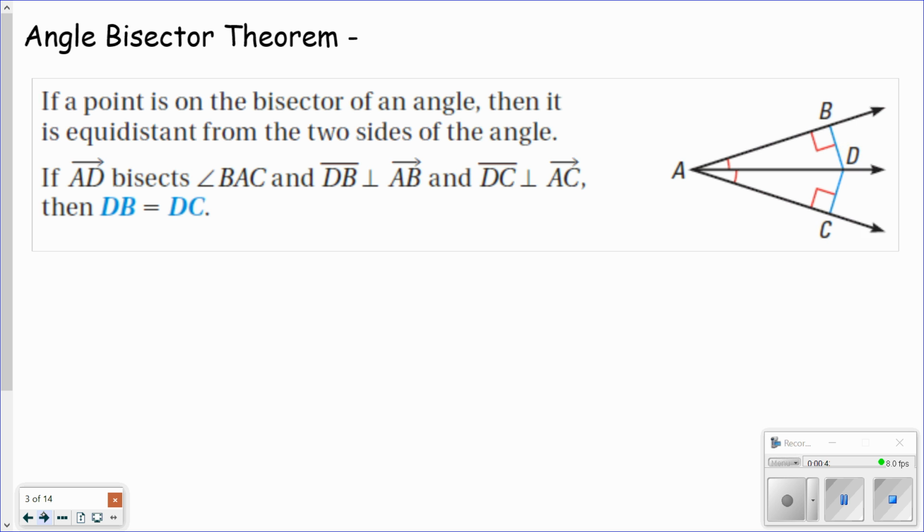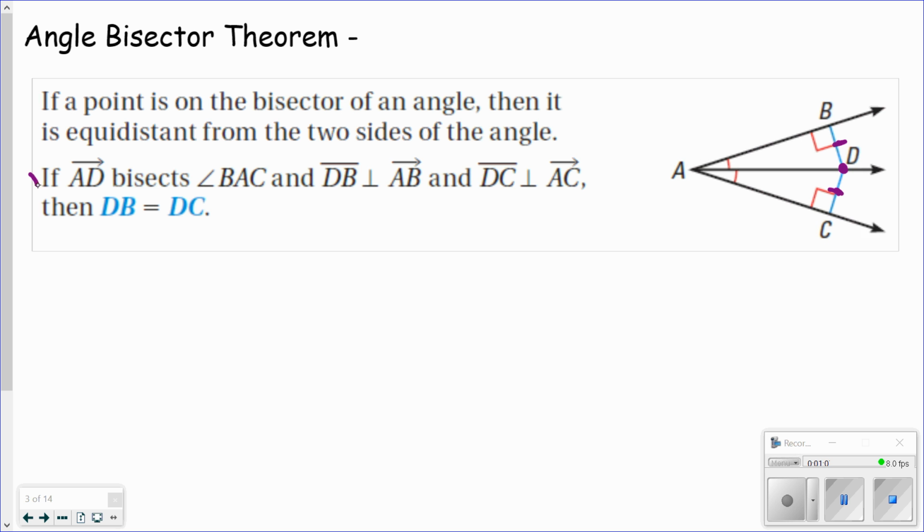Angle bisector theorem. If a point is on the bisector of an angle, then it is equidistant from the two sides of the angle. So what that means is that if a point, such as point D, is on the angle bisector, then it is equidistant. So this segment would be congruent to this segment from the two sides of the angle.